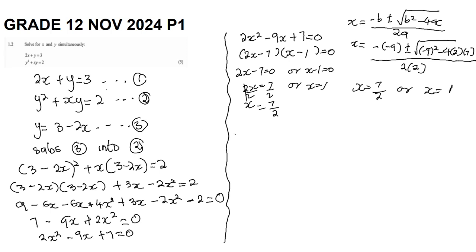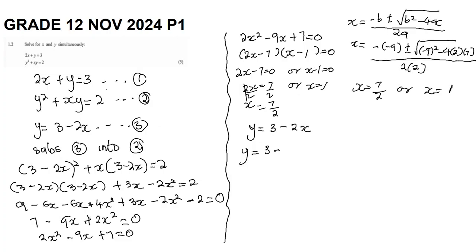Now you are left with your y values. Remember, the question says solve for x and y simultaneously. So now we have our x values, we have to solve for y. So how do you solve for y? Remember, already you had equation number 3. So what you have to do now is take all these x values that you got here and substitute them in your equation 3 to get y. So let's go and do that. Let me just rewrite our third equation. It says y equals 3 minus 2x.